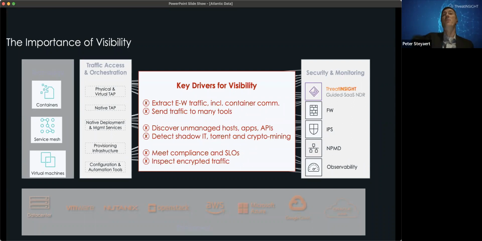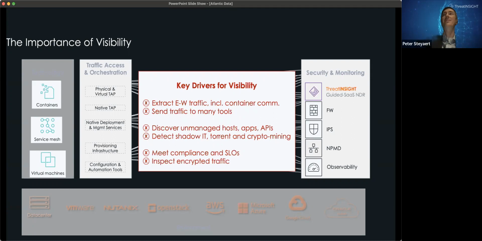I need that movement in between the containers on a single host. I need to be able to discover unmanaged hosts, stuff where I can't put an agent on. I may not be able to run my EDR solution on something, as well as I need to meet compliance, service level organization agreements, inspect encrypted traffic. That's really crucial here. And we're seeing Google stated last year that over 90% of all internet bound traffic today is encrypted. So think about that.